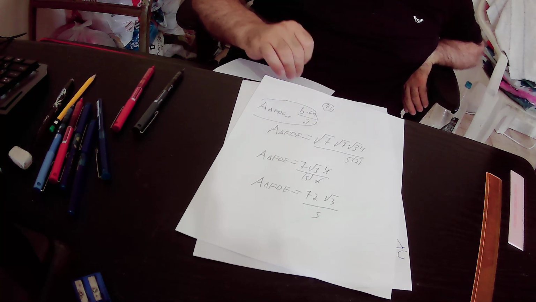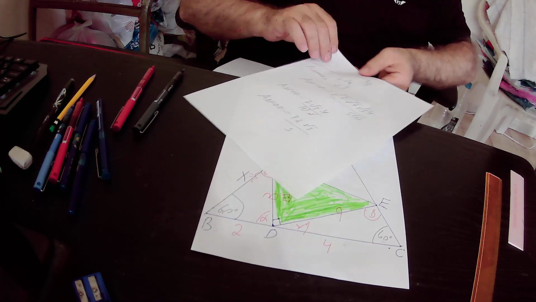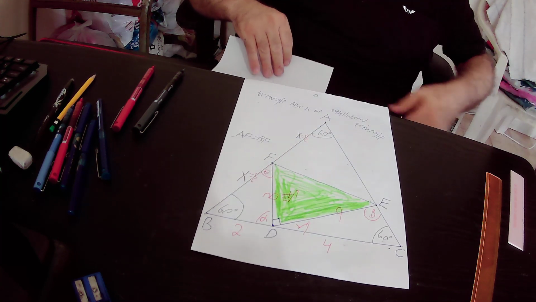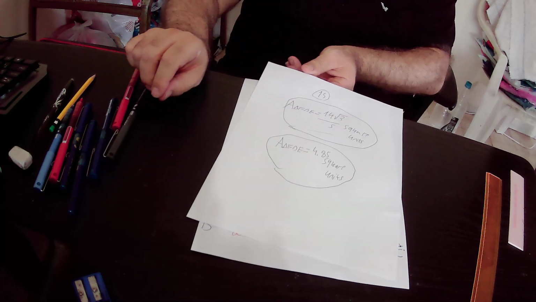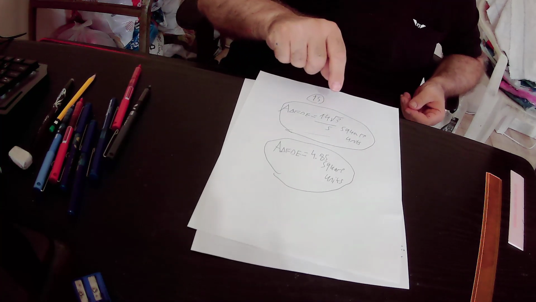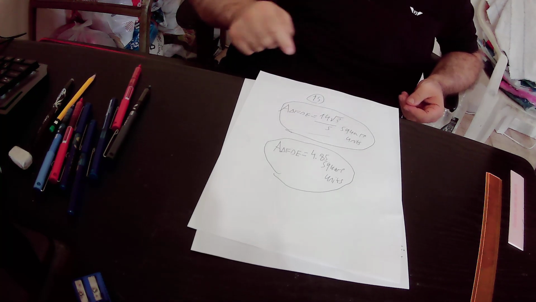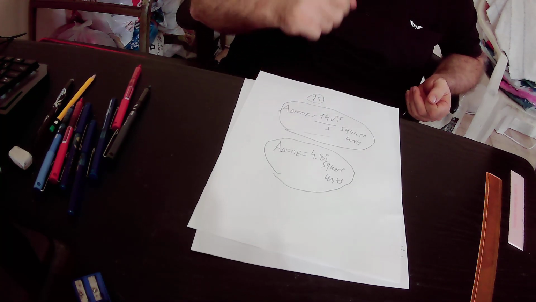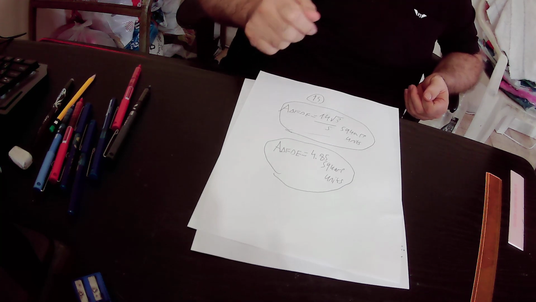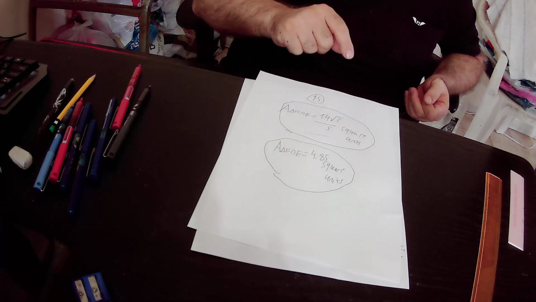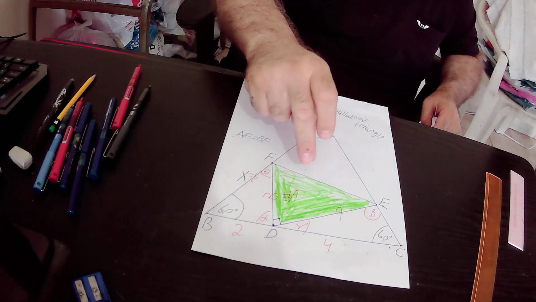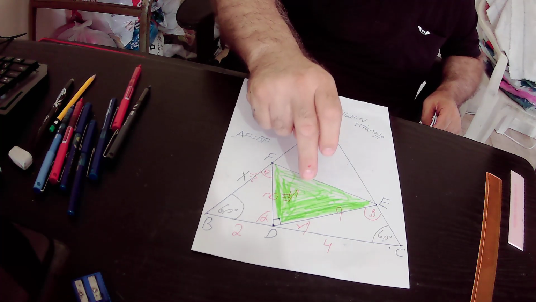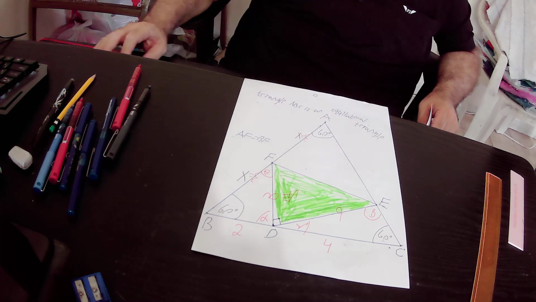We did this and found that the area of the green triangle equals 14 times root 3 over 5 square units, or in terms of numbers, 4.85 square units. Again, the area of the green triangle equals 4.85 square units. Thank you very much.